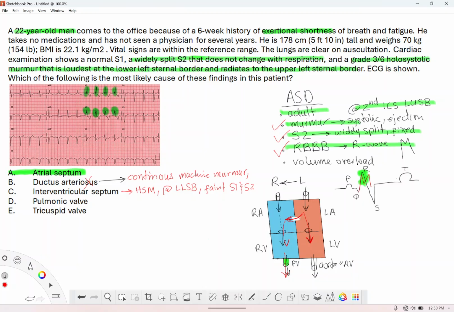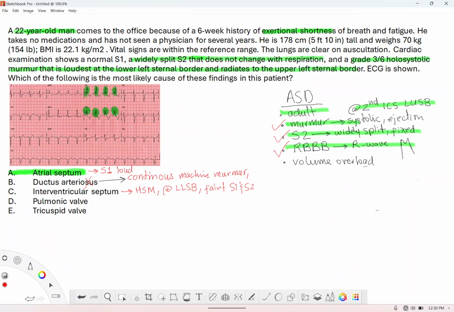But in ASD, I should have told you that S1 is normal, but S2 is much louder. S1 and S2 will be loud. Okay, especially S1. So that's for VSD, and VSD is usually in children. Okay, so VSD will be in children. I'm going to erase this so I can do this. VSD is in children. PDA is in children, and our patient is a 22-year-old man. So that in itself will rule it out.